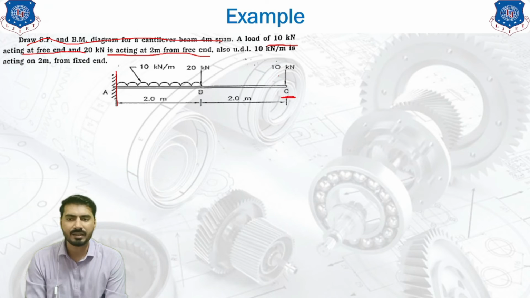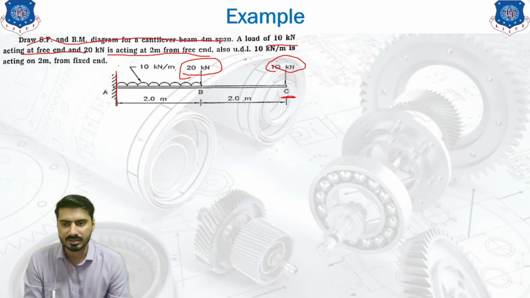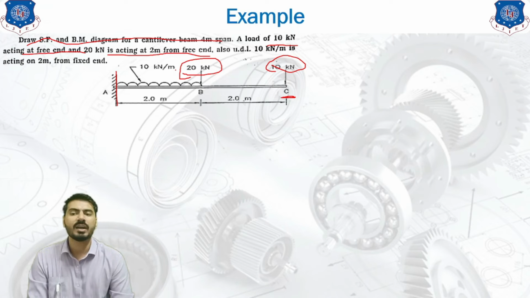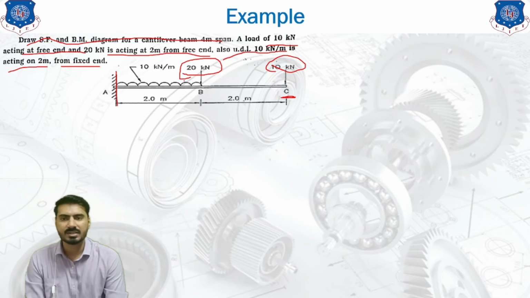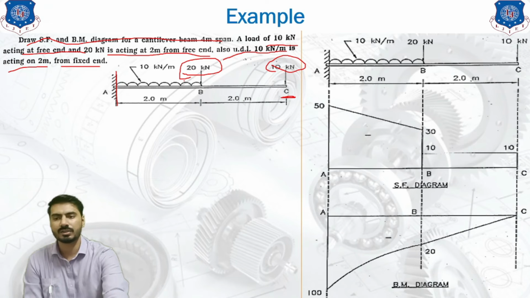So at the free end, we are taking 10 kilonewton, and from this 10 kilonewton up to 2 meter distance, at the 2 meter distance, a 20 kilonewton force is also applied. There is also a UDL of 10 kilonewton per meter acting on 2 meter from the fixed end. So from the fixed end A, there is a UDL acting like this. So this is the explanation of the figure.